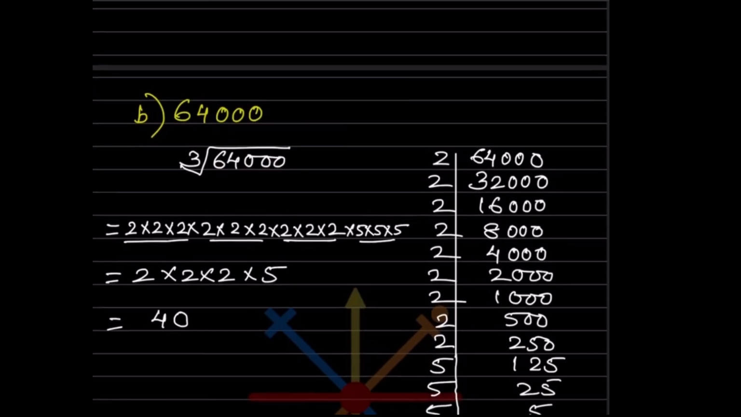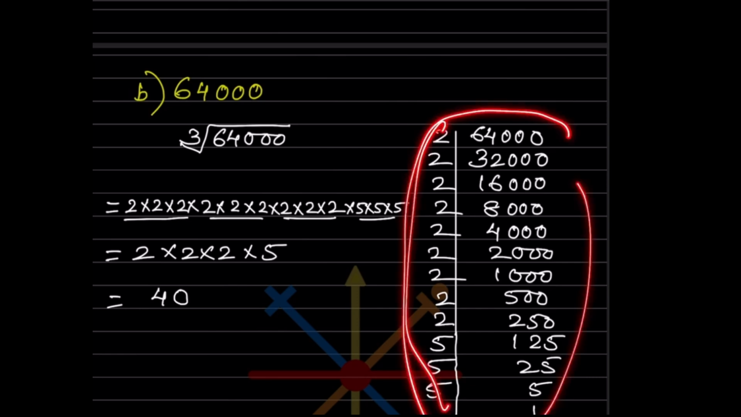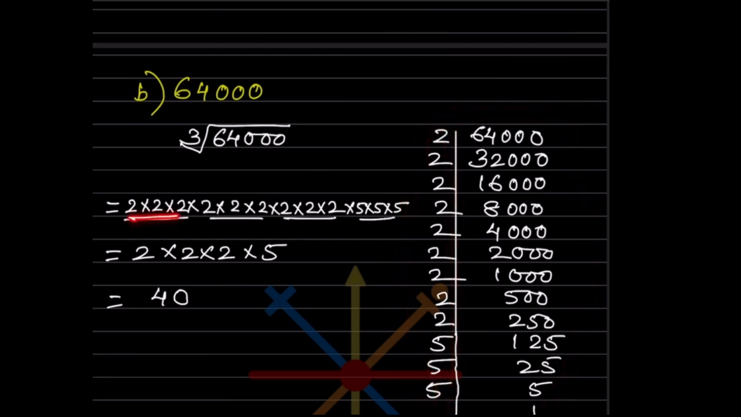In the next one, that is 64,000. Again, for the cube root of 64,000, we will take the factors of this one. These are all the factors. Again we will divide it into groups of 3 each. So that is going to be 2 2s are 4, 4 2s are 8, and 8 5s are 40. So we can write here the cube root of 64,000 is equal to 40.